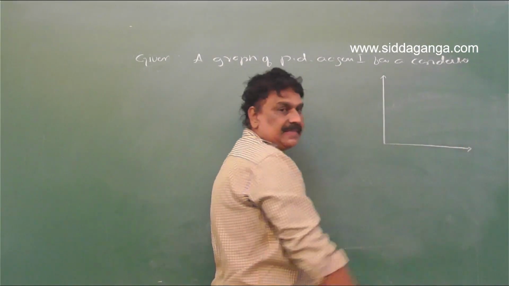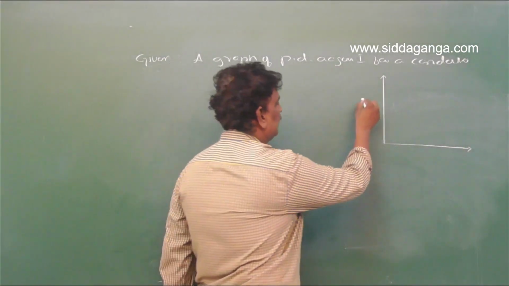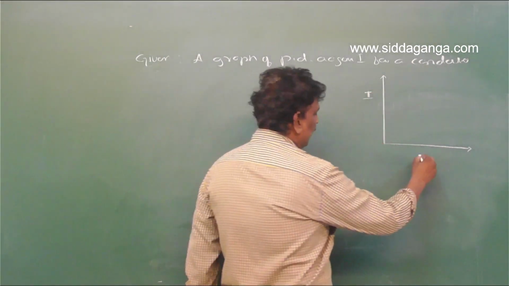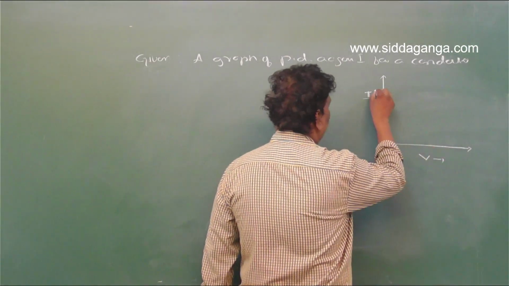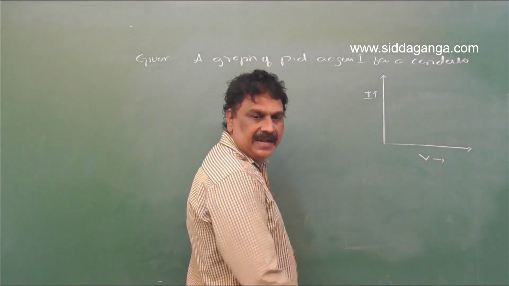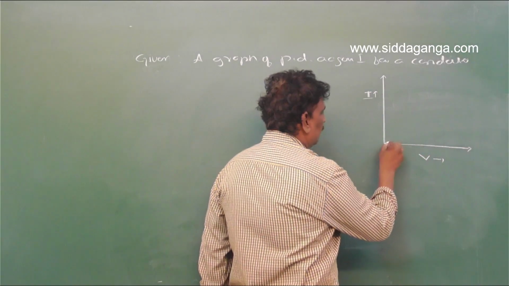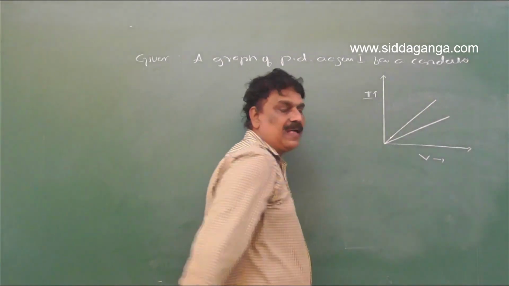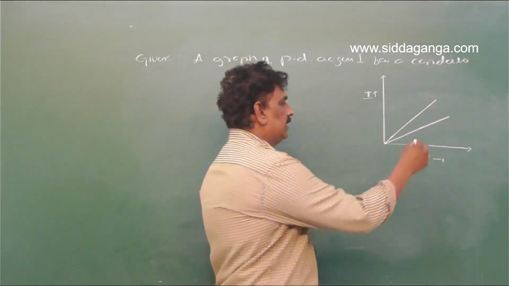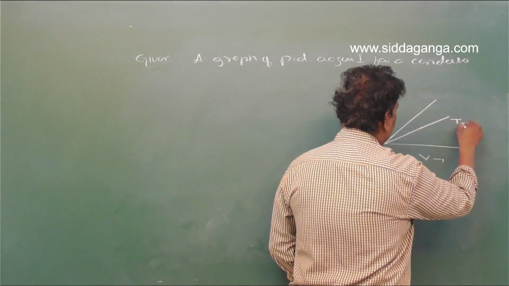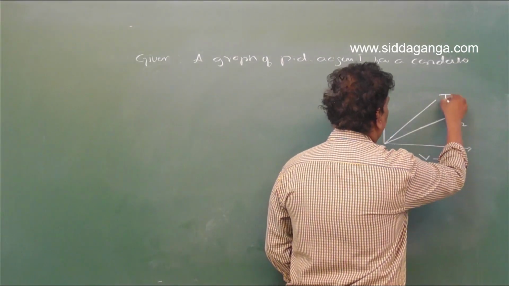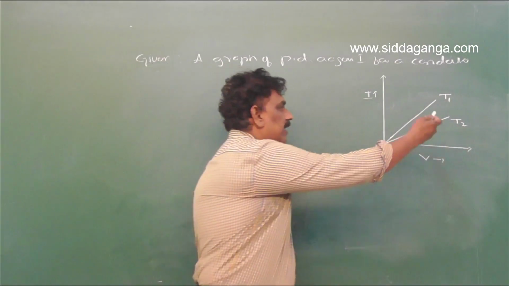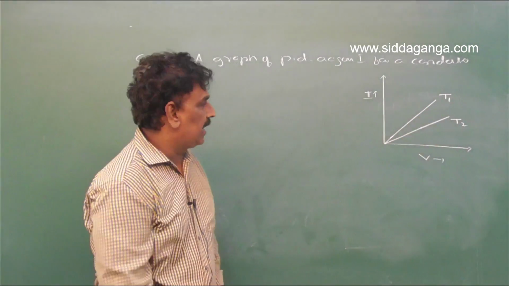In fact, see in the graph, the current is taken along the y axis and voltage is taken along the x axis, and here we have obtained two straight line curves passing through the origin. This is the curve obtained at temperature T2, and this is the curve obtained at temperature T1. We need to find the relation between T1 and T2.